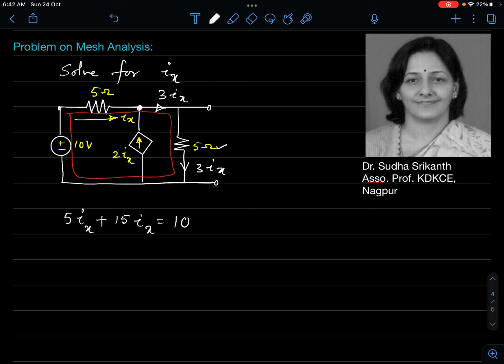It is very simple. Now I'll add the two. This is 20 Ix equal to 10, or Ix equal to 0.5 amperes, or half ampere. It is that simple. It's done.